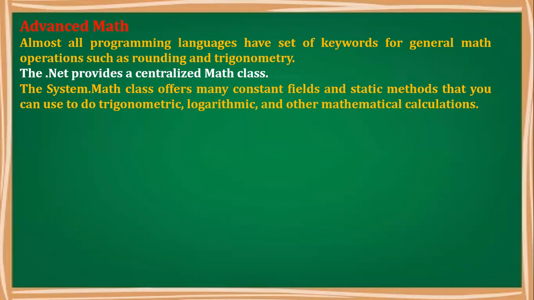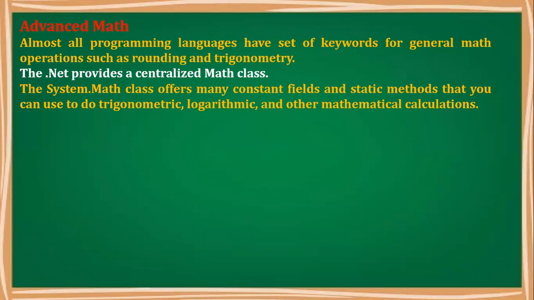You can also observe the Math class starts with a capital M, so all the classes in .NET start with a capital letter. This class offers many constant fields and static methods that you can use. What do we mean by a static method? That means the functions of the Math class you can directly call with the name of the class, like Math.xyz, Math.pqr, because a static function can be directly called with the class name. You need not create an object.